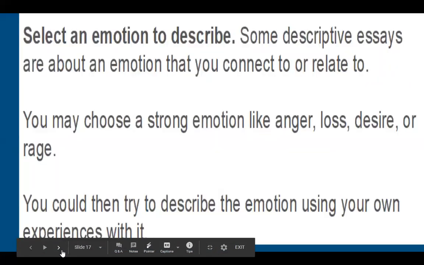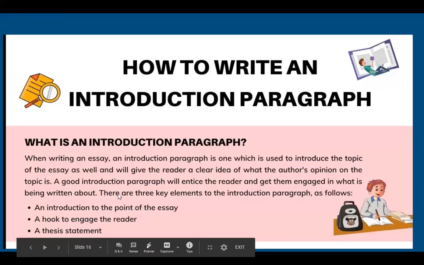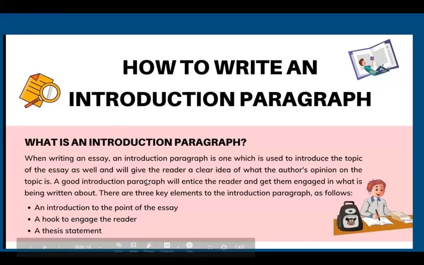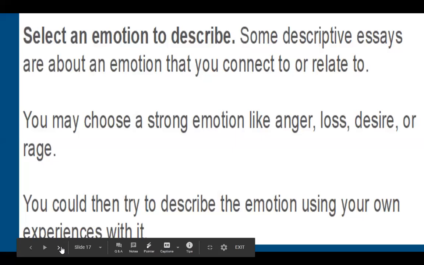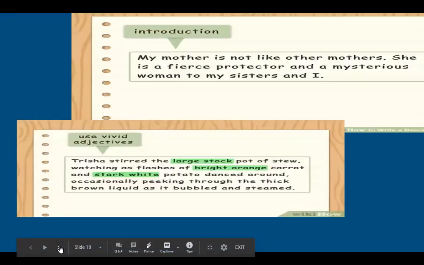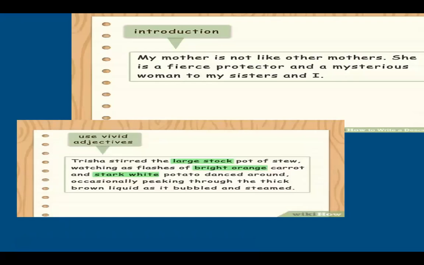Okay, so I guess I don't have to tell you anything about the introductory paragraph. You already know this: an engaging hook for the reader, a thesis statement, introduction, a value of instructions. To begin with, you must describe descriptive essays. They go about an emotion you connect to. You may choose a strong emotion like anger, loss, desire. You could also go for some vivid adjectives to express a strong emotion.